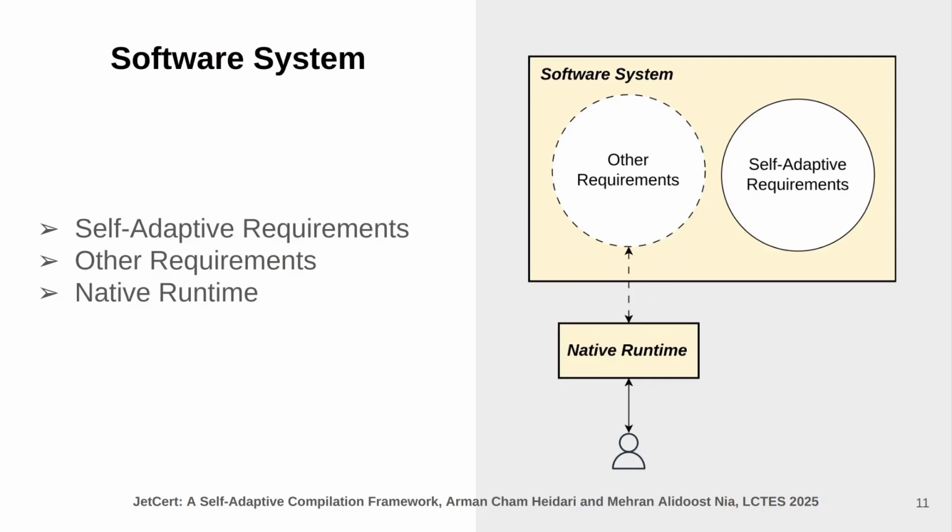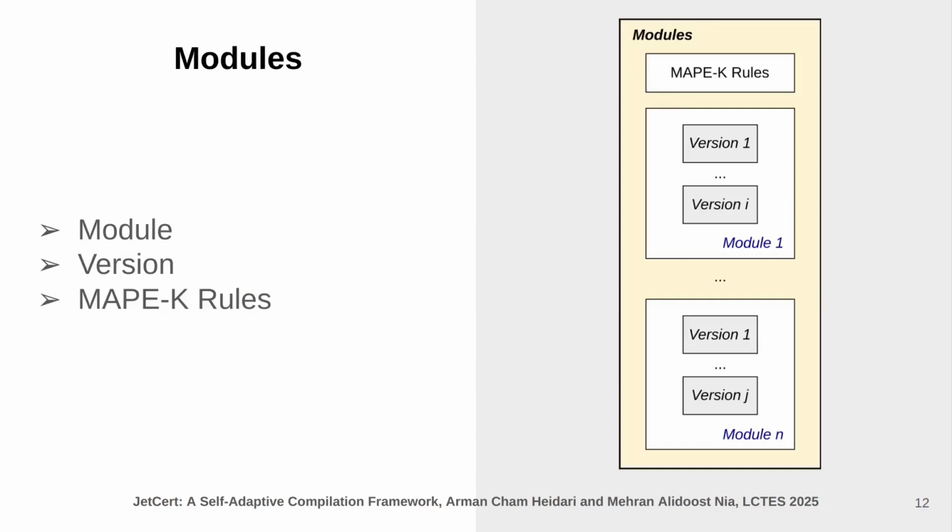JetCert manages and adaptively executes self-adaptive requirements according to changing specifications in the environment, while other requirements proceed through their native runtime paths independent of the JetCert control loop. To use JetCert, developers should implement self-adaptive requirements in a module structure and provide them as input to the JetCert framework.